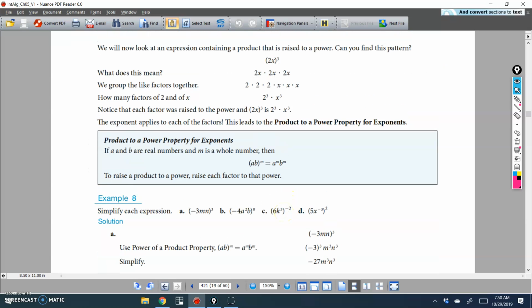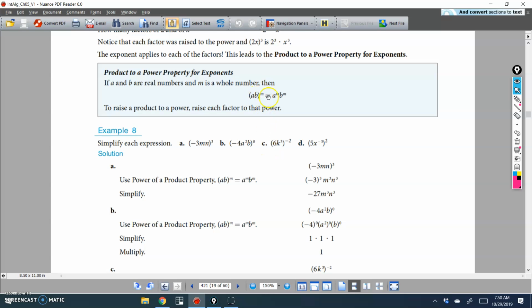And then what if we have a bunch of stuff? If you have a bunch of stuff in the parentheses and it's all raised to the power, the product to a power rule still takes over. It's just basically we distribute this exponent. So if you have a bunch of stuff in parentheses raised to a power, the exponent goes to everybody.